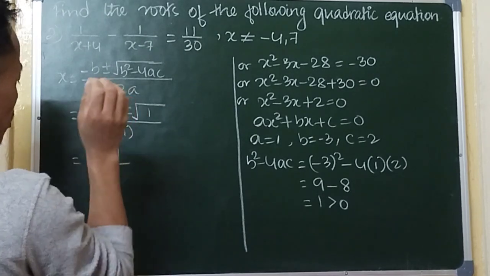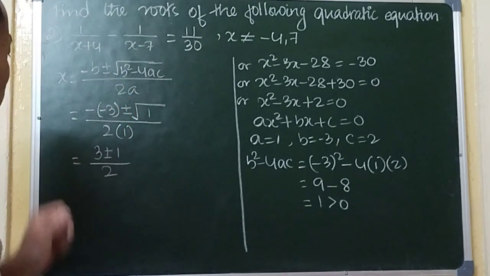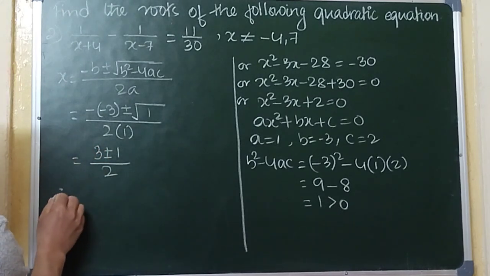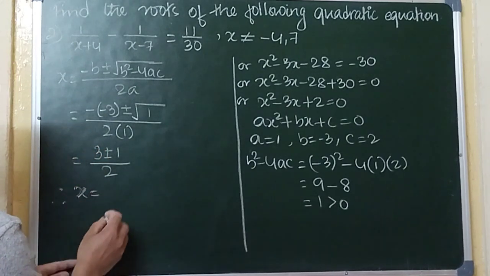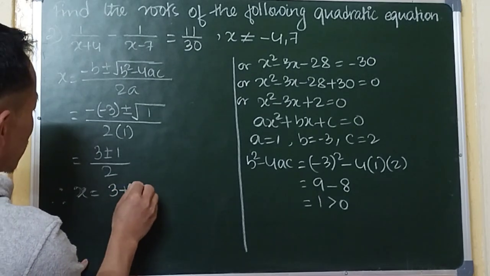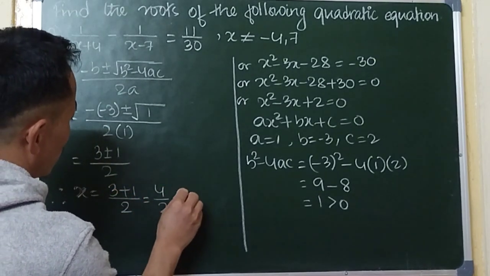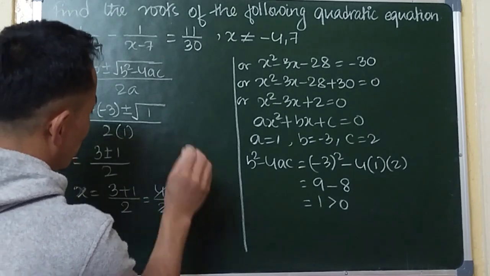So divided by 2. Now from here we will get two different values. One with plus, one with the minus. Therefore, x can be equal to, first let's take plus. So 3 plus 1 by 2. This gives you 4 by 2. If you cancel this, you will get 2 here.